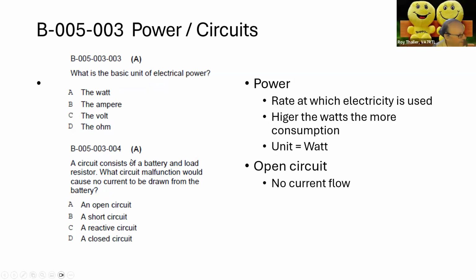A circuit consists of a battery and load resistor. What circuit malfunction would cause no current to be drawn from the battery? So in this case, there's no current flowing, so you have an open circuit. So A would be the correct answer.